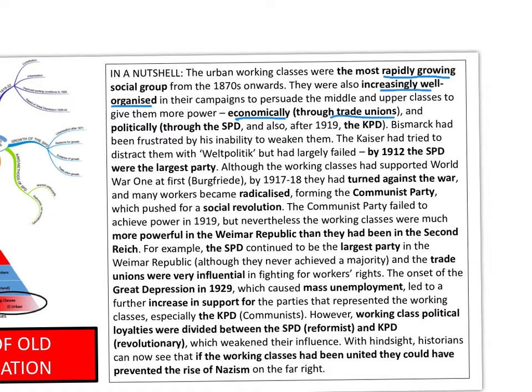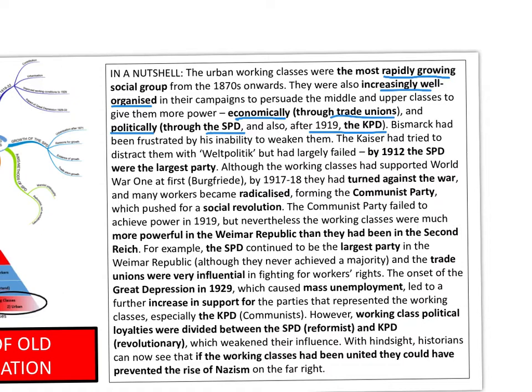Now, the trade unions in particular developed from the 1880s onwards, and certainly as we move into the Weimar Republic in the 1920s, they became very influential and very powerful. Okay, but also politically, the working class now had an organisation, because they had got their own political party, the SPD, and as we saw, by 1912 that had become the largest party. And then after 1919, of course, another more radical political party formed, the Communist Party, originally the Spartacists, very much inspired by the success of the Bolsheviks in the Russian Revolution.